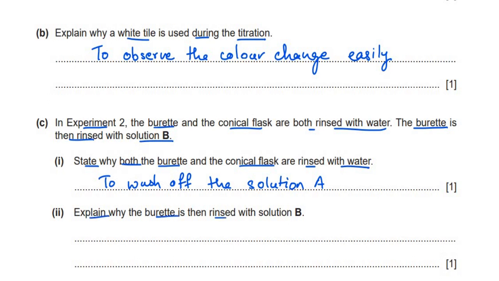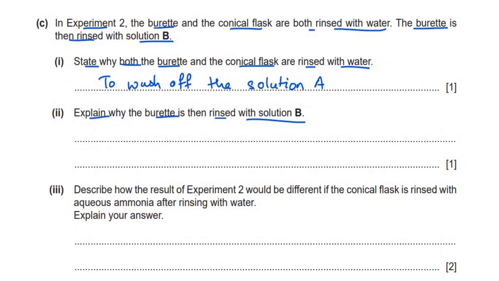Explain why the burette is then rinsed with solution B. Now obviously, if after using the distilled water we are rinsing the burette with solution B, that is to remove the water from the burette. That is the reason that we rinse it with solution B. If the water stays in the burette, the only problem it creates is that the concentration of solution B might change. So it's very necessary to remove the water.